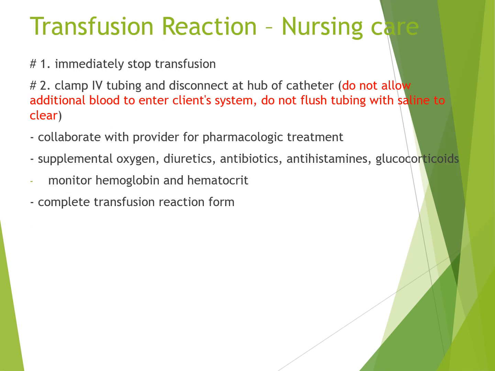Reaction nursing care: immediately stop the transfusion, clamp IV tubing, and disconnect at the hub of the catheter. Do not allow any additional blood to enter the client. Flush tubing with the saline to clear it, because it goes directly back into the client. So you collaborate with the provider for pharmacological treatment: supplemental oxygen, diuretics, antibiotics, antihistamines, glucocorticoids. Monitor hemoglobin and hematocrit, and complete the transfusion reaction form.